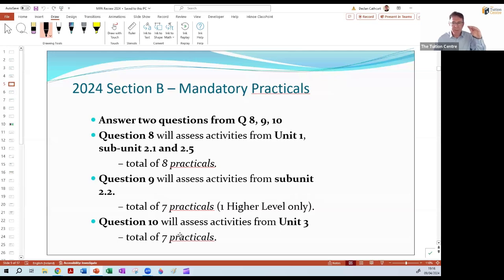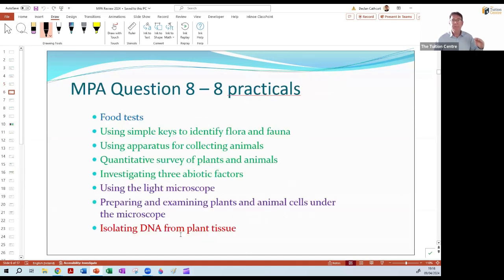Be, they have to limit it to a certain list of 8 practicals. I'll show you that list in a second. For question 9, it's 7 practicals. Question 10, it's another 7 practicals. This is the first of the mandatory practical questions in section B.